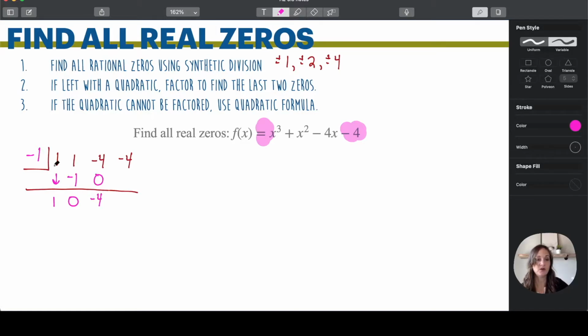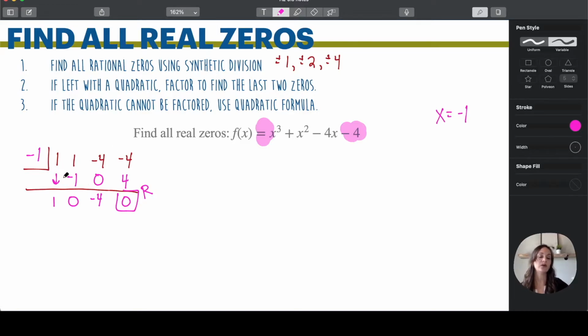Add, you get negative 4. Multiply, you get a positive 4. And you actually have a remainder of 0. That means that x equals negative 1 is a solution, which is great.